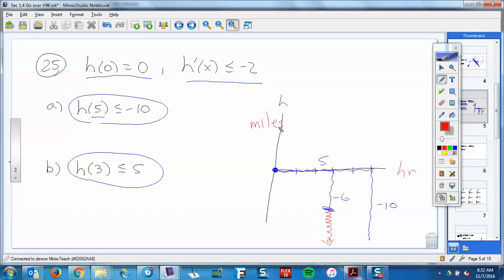What's this one say? 3 hours. After 3 hours, what's the 5 mean? 5 miles east, but what does less than 5 miles east mean? Here's 5 miles east. So less than 5 miles east means, give me a direction, west of. If I'm not quite 5 miles east, that means I have to be west of 5 miles east, right? So after 3 hours, this is saying you have to be west of 5 miles east.